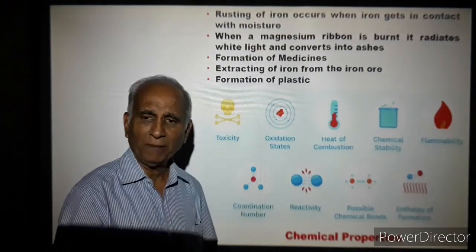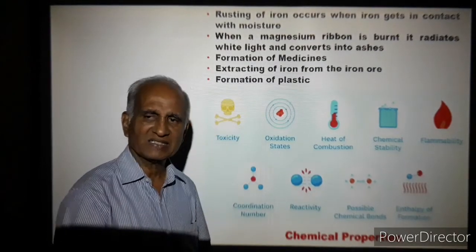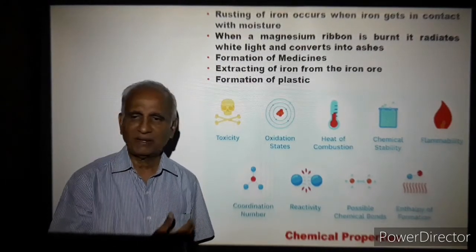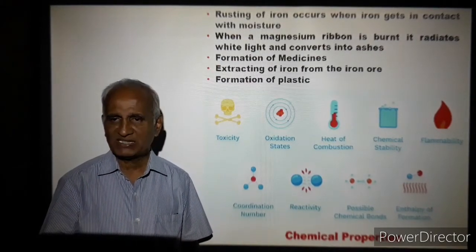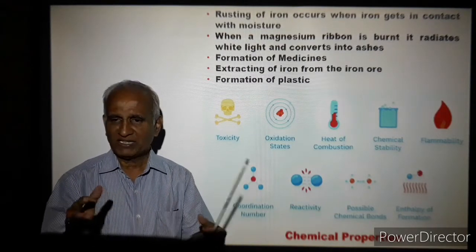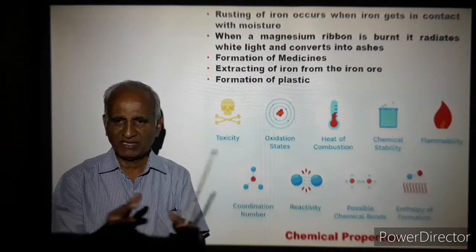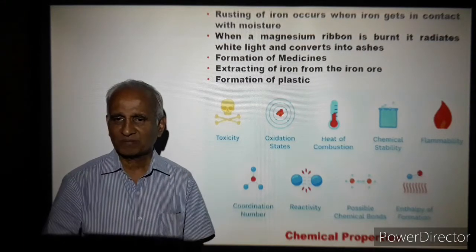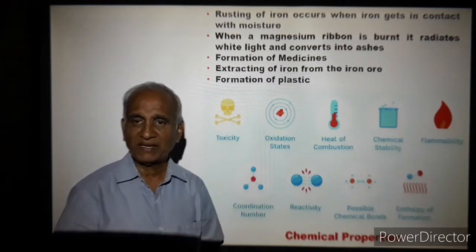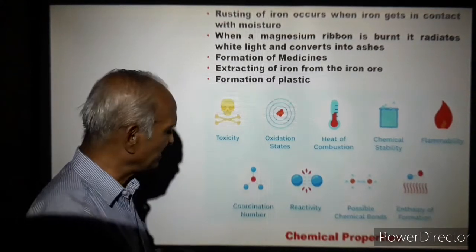Flammability, a flame burns, it's a chemical change. A flame burns, burning of a flame is a chemical change. Oxygen enables the flame to burn. And there is a combination of items, combination of materials, and flame burns. You cannot get back the original materials. It is a chemical change.